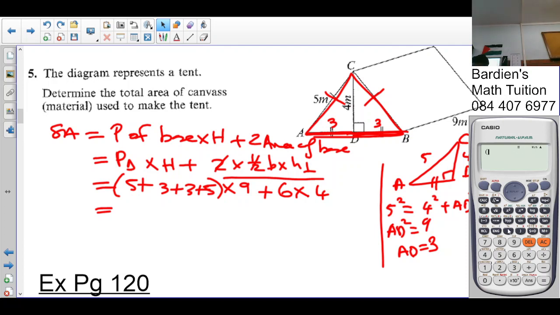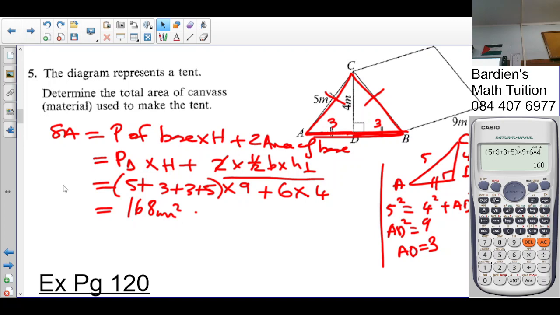Open brackets, 5 plus 3 plus 3 plus 5, times 9, plus 6 times 4, gives you 168 meters squared. Okay. Alright, you guys got it?